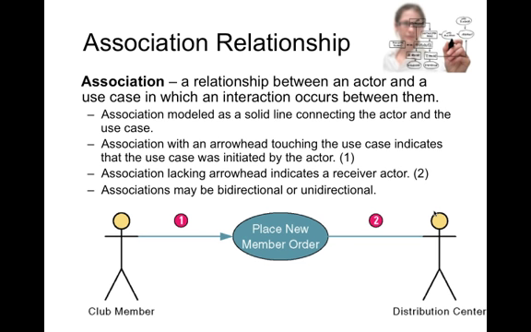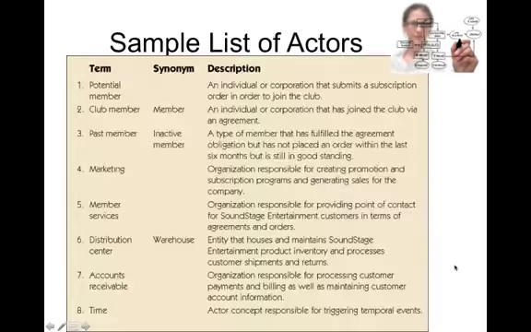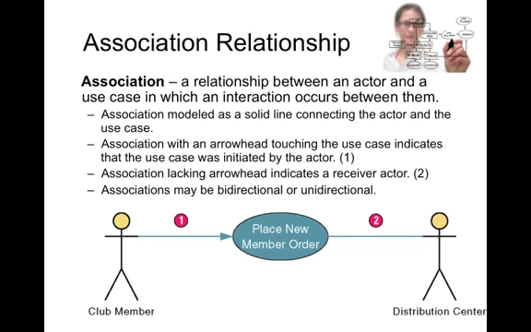Associations can be bidirectional in terms that they interact with each other, or unidirectional. And sometimes it depends, and you would put an arrow. So if the distribution center immediately responded and worked directly with the club member, there would be an arrow here. But this is, okay, oops. Sorry.